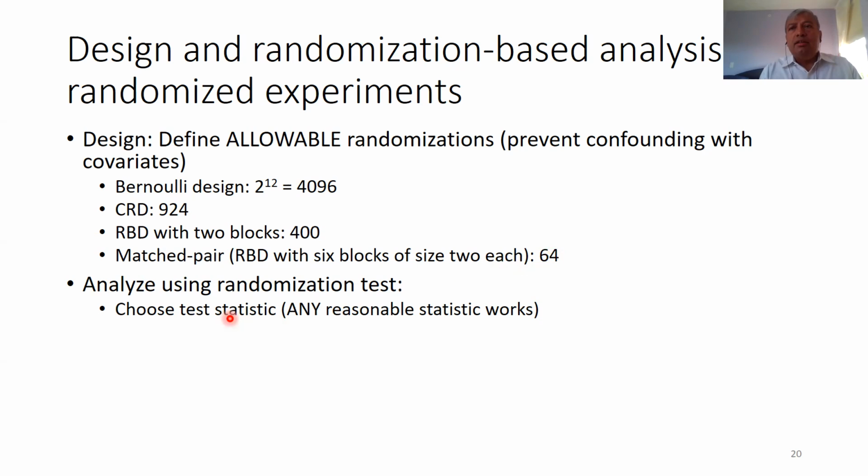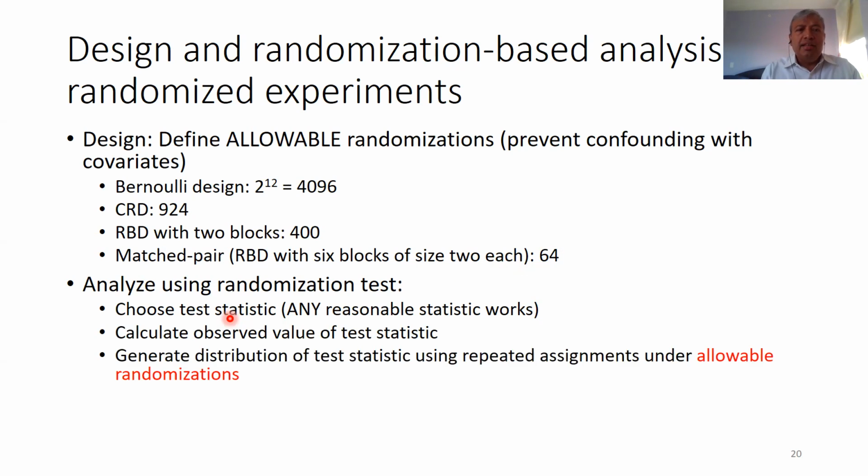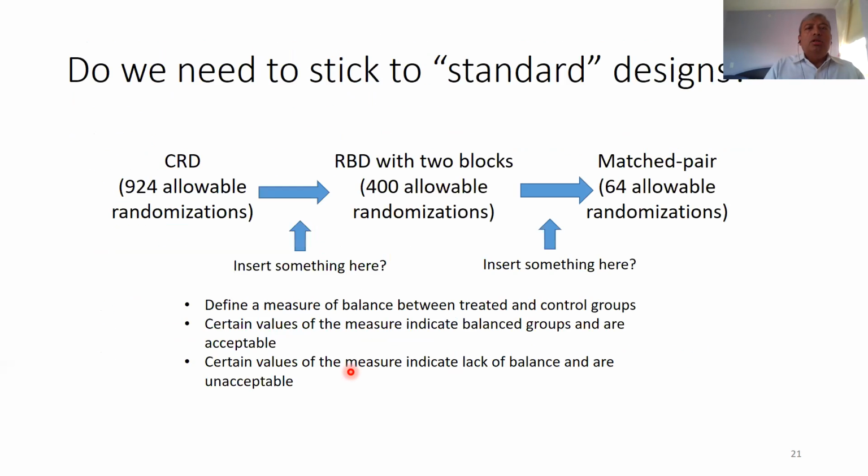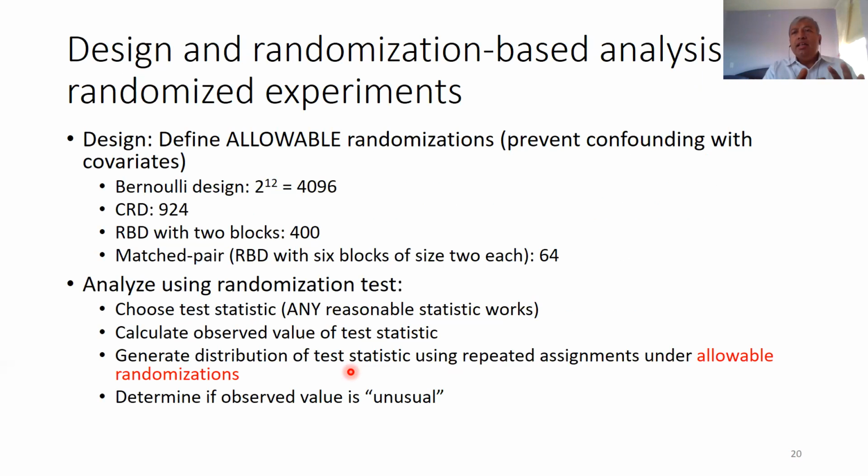We are analyzing this experiment using a randomization test. The nice thing is this works for any test statistic. Any reasonable test statistic works, whether it's the absolute value of the difference of the means, the difference of the medians, or the difference on a log scale. Everything is going to give us a valid test, because we calculate the observed value of the test statistic, and then generate a distribution of the test statistic using repeated assignments, generated using only the allowable randomizations. Then we determine if the observed value is unusual. So this is, in a nutshell, the idea of a randomization test.